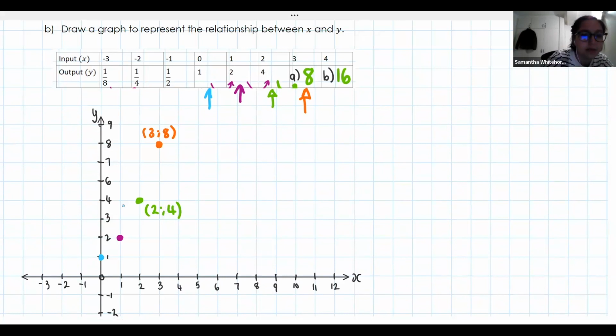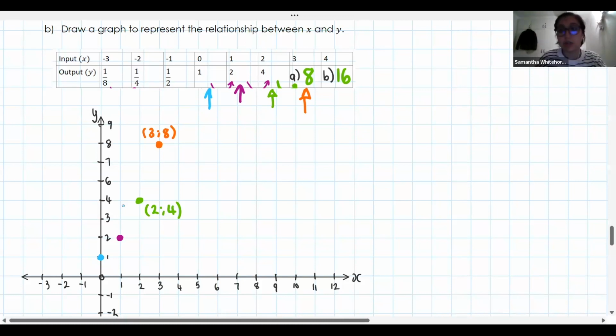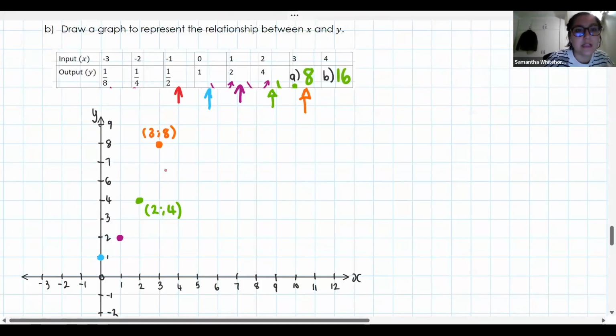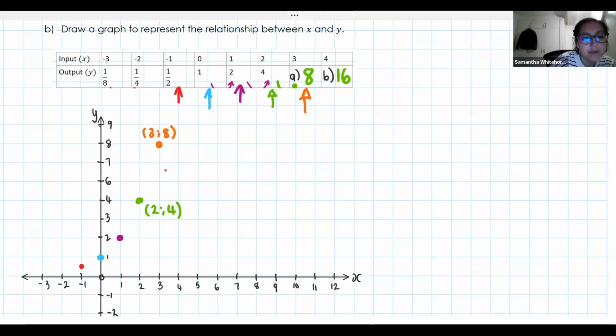So 0, 1. Now, hopefully what you're starting to see as I'm plotting these points, I will do the rest now in a second. Hopefully what you're starting to see is that they're starting to get closer and closer together. They're also not a perfectly straight line, which is what I said we were going to have a look at anyway. If I plot my next point, we've then got the point -1/2. So if I go to -1, only half up to my point, I get -1/2.